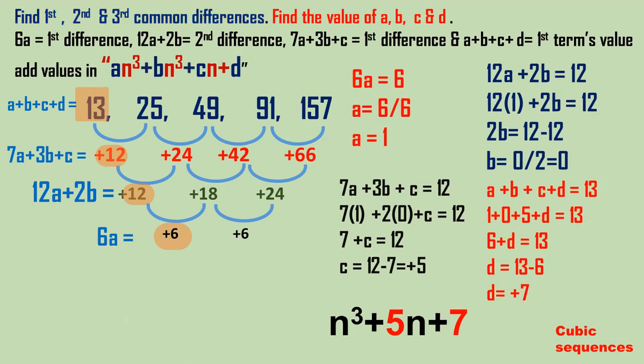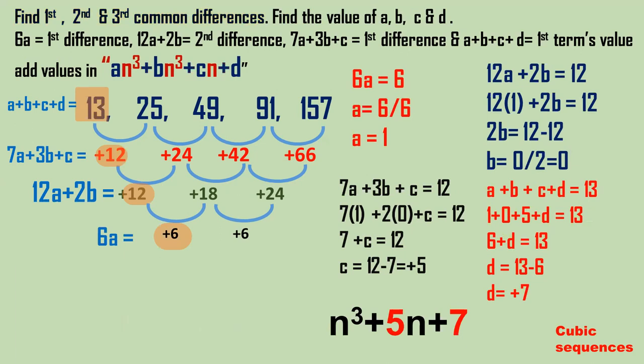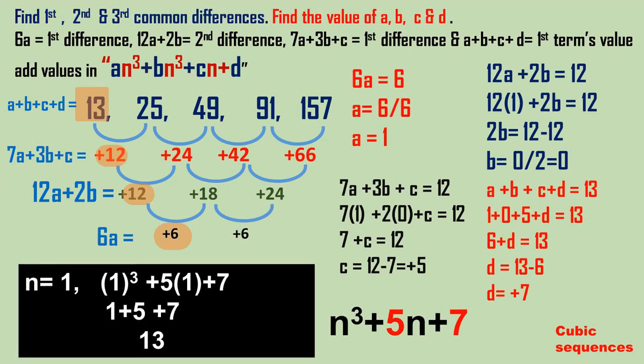So how is it working? First we're going to substitute the value of n is equal to 1 in this formula. So n is equal to 1. So 1 cubed plus 5 multiplied by 1 plus 7. So that is 1 plus 5 plus 7. That is equal to what? 13. So in this way, this is my first term value. That's equal to 13. It means you found the correct formula.